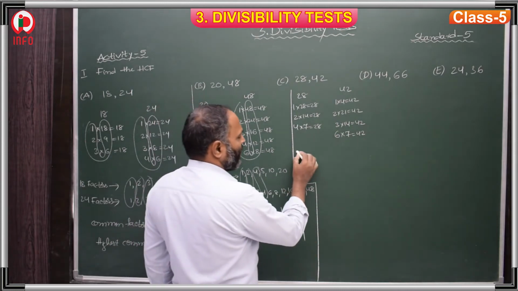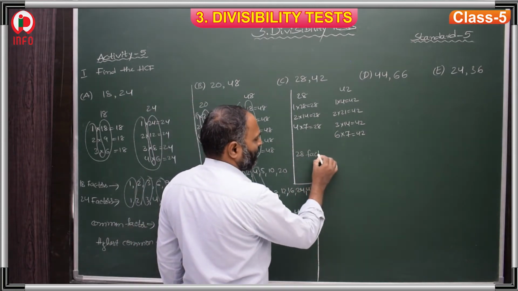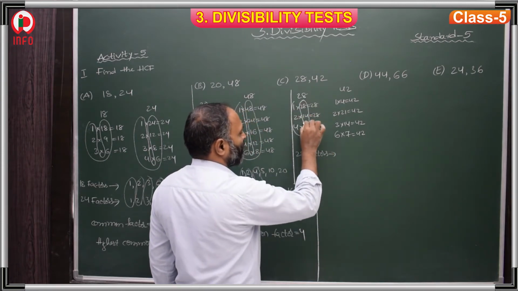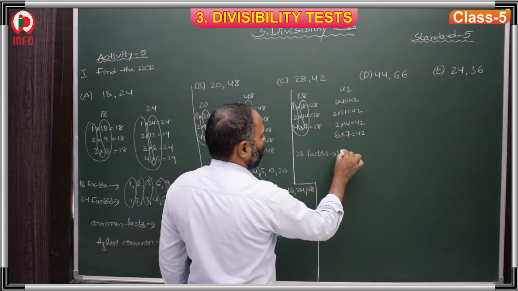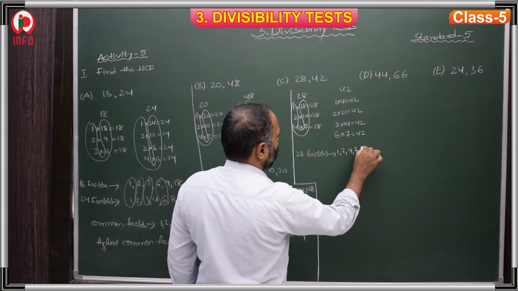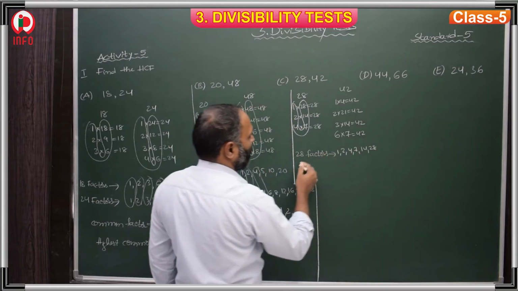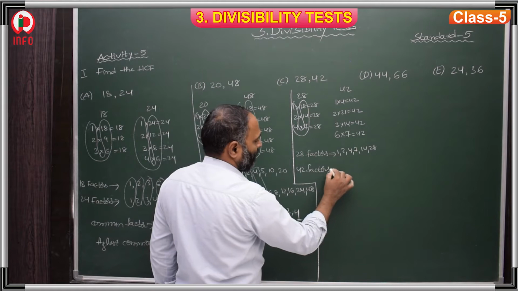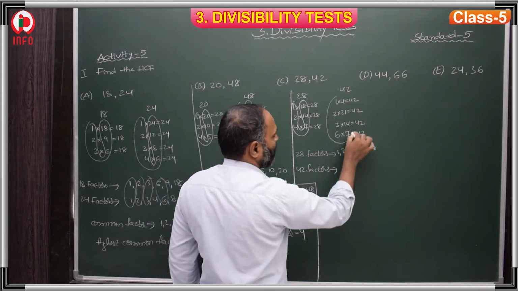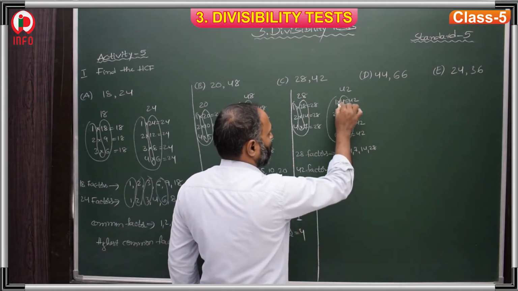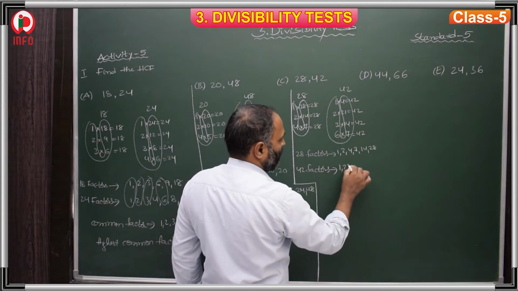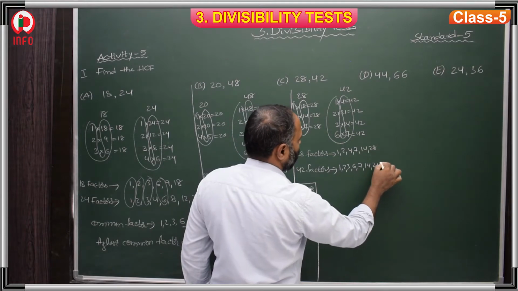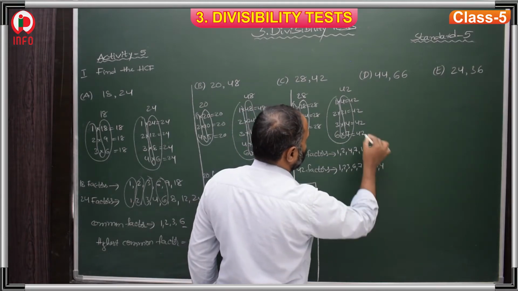Then the 28 factors in U shape: 1, 2, 4, 7, 14, 28. Now the 42 factors in U shape: 1, 2, 3, 6, 7, 14, 21 and 42.